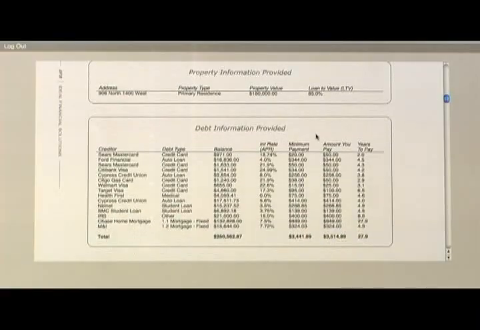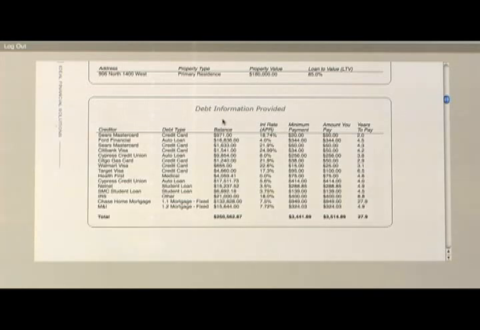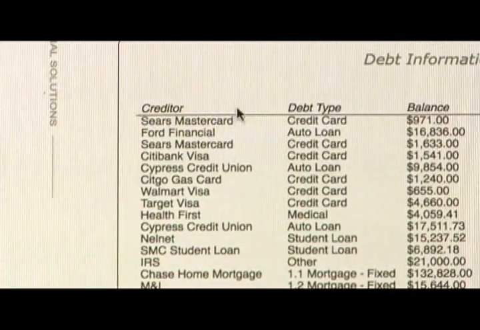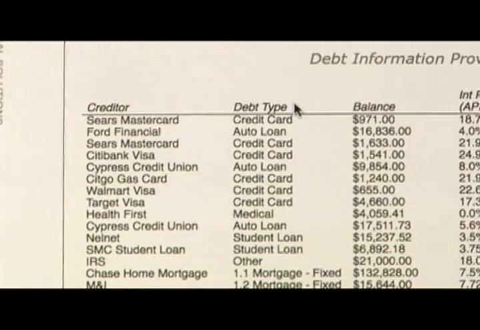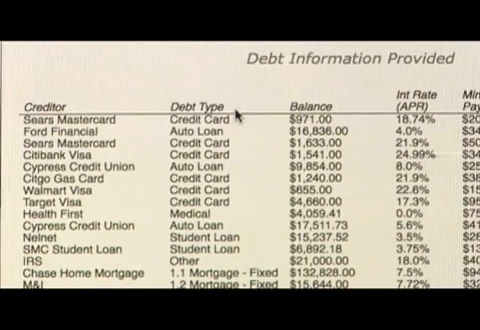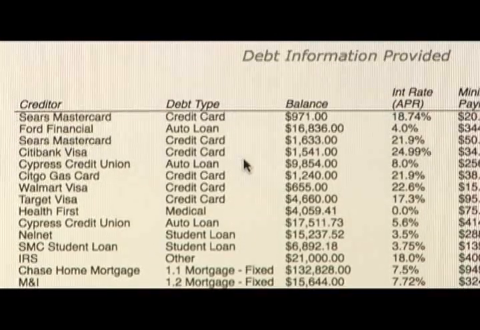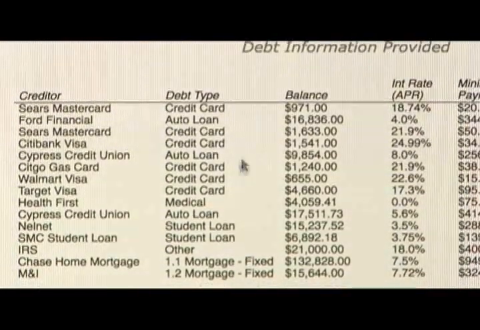If you come down here and look at this next section, this is showing the debts that they currently have. In this first column over here on the left, you can see all the names of each of the creditors that they currently owe money to. In the next column, it's showing the types of debt. You can see that there are credit card debts, car loans, auto loans, medical debts, student loans, all types of secured and unsecured debts in this column.